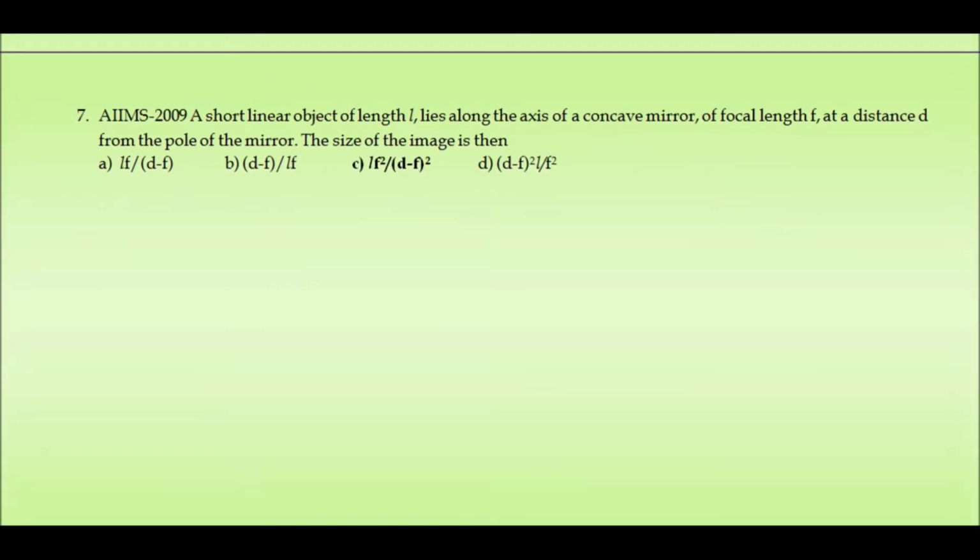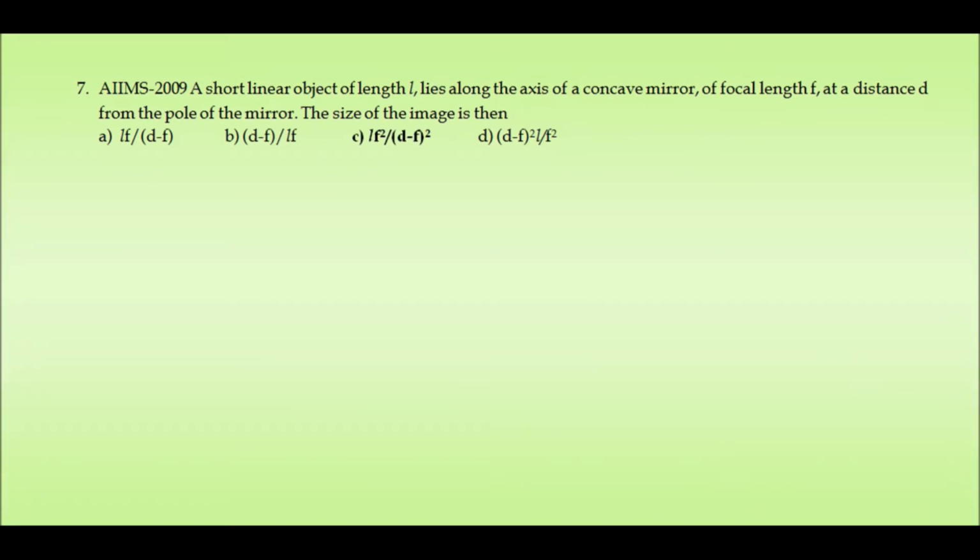Now the next problem is also from AIIMS 2009. A short linear object of length L lies along the axis of a concave mirror of focal length f at a distance d from the pole of the mirror. The size of image is. So clearly it says that it's a short linear object, the length of object is L, and it lies along the axis of the concave mirror.